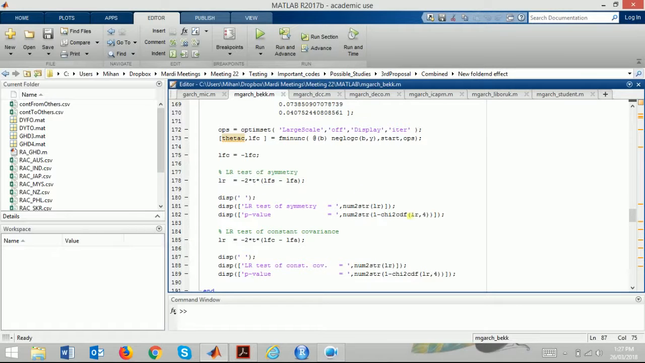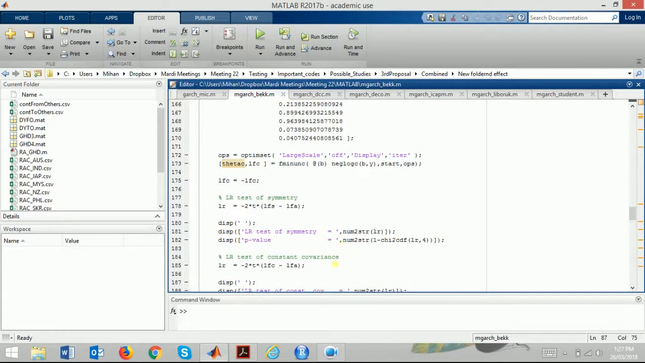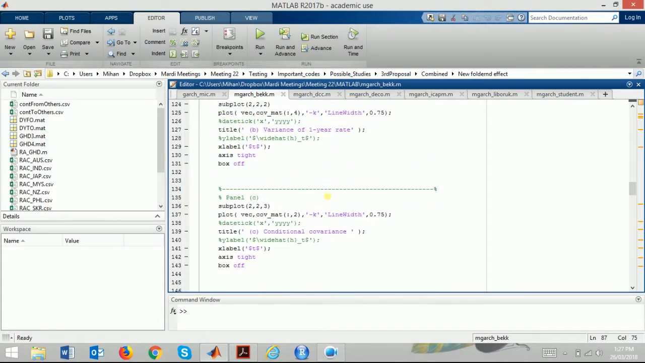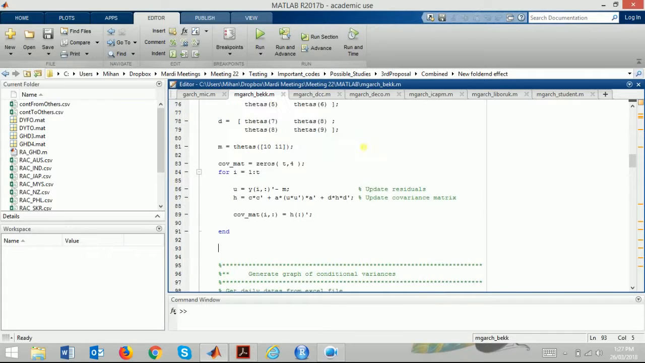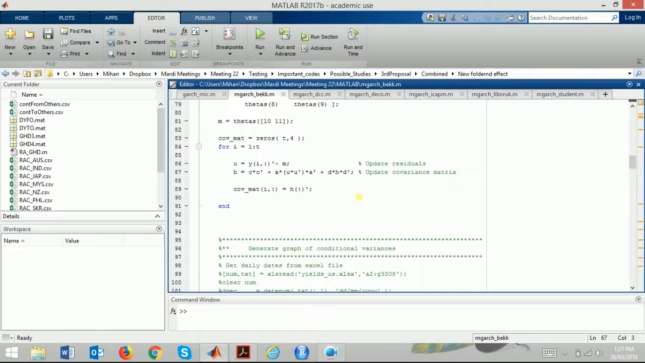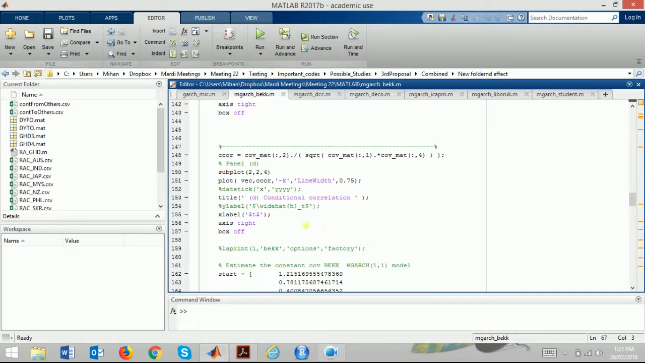Beck MV GARCH 1. Okay, likelihood ratio, we do it, and this is the LR test for constant covariance. Now these things we have done so many times, we know it already, we run all the parameters again and again. Is there anything tricky here? Not at all. Nothing is tricky here, we just take the optimal and find the conditional variance. That's all. So we have a conditional variance with the optimal level of information.